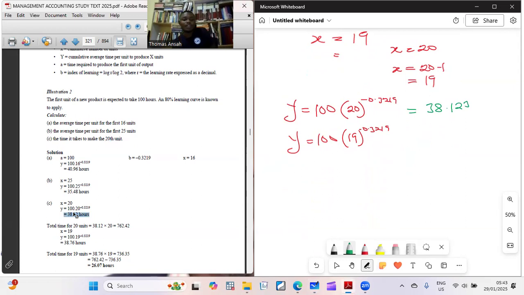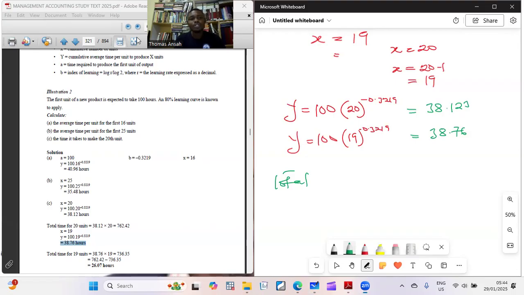So you will do that. Then do for the 19. And obviously, if you do for the 19, you will be getting 38.76. So basically, that is that. Now, the last step to do is to calculate the total hours. So you need to do the total hours.